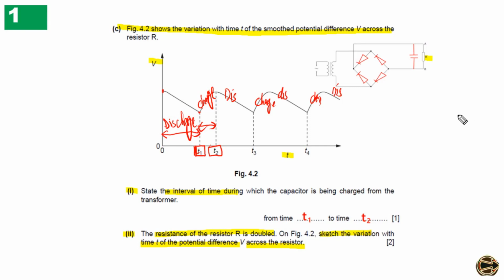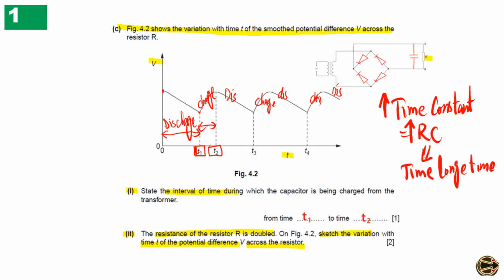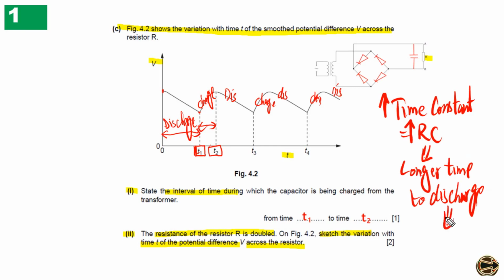For this one, we need to understand something we call a time constant, and time constant is equal to RC. So if we increase the resistance of the circuit, the time constant will increase. If the time constant increases, it will take a longer time to discharge. Another way we can say it is it will discharge slowly, meaning its potential difference will decrease slowly. So this is the point you need to understand.